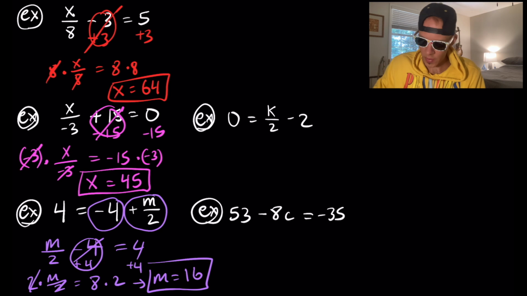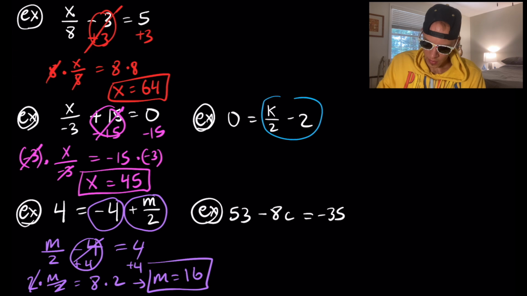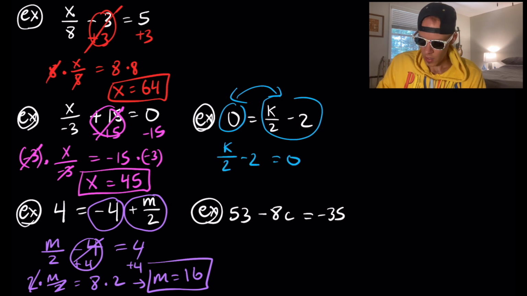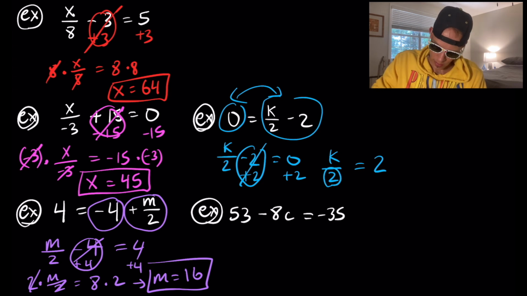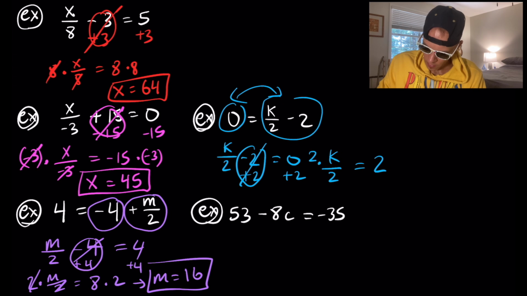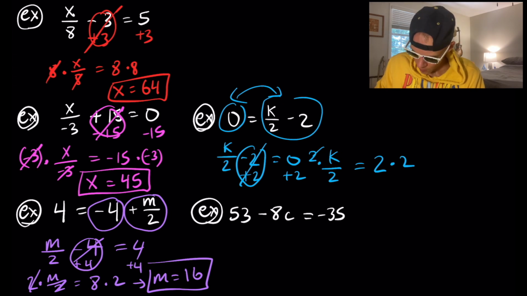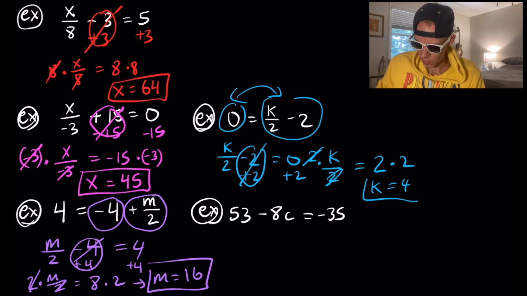All right, 0 is equal to k over 2 minus 2. So again, let me just swap both of these sides. I'm just going to rewrite this as k over 2 minus 2 is equal to 0. And then I'll undo that subtraction by adding 2 to both sides. These cancel. So I'll have k over 2 is equal to 2. And to undo that divide by 2 here, I'll just multiply both sides by 2. Those 2's will cancel. Lots of 2's here. K is equal to 4.